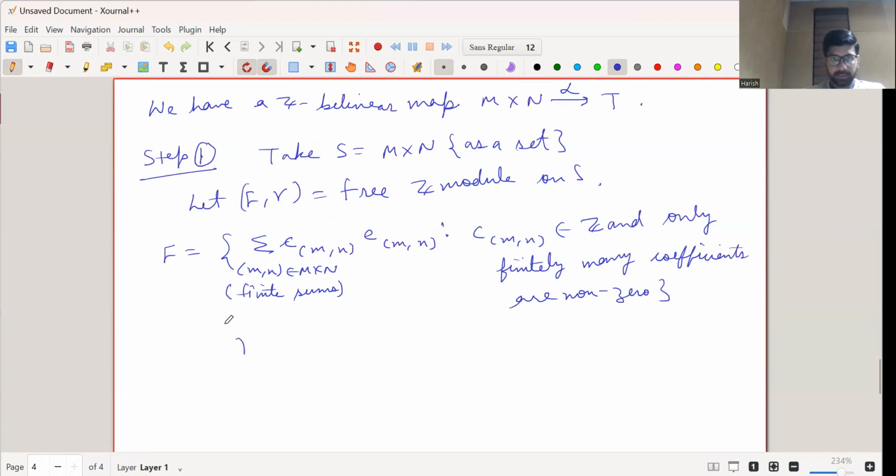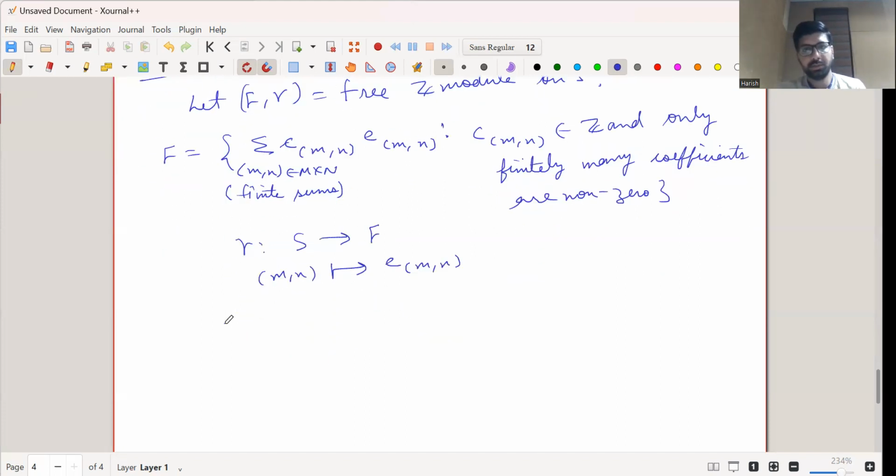And gamma will be the map from S to F, sending the tuple M comma N to E of MN. In the same way, here small s was mapped to Es. Here MN is the element of S. It will be mapped to EMN.